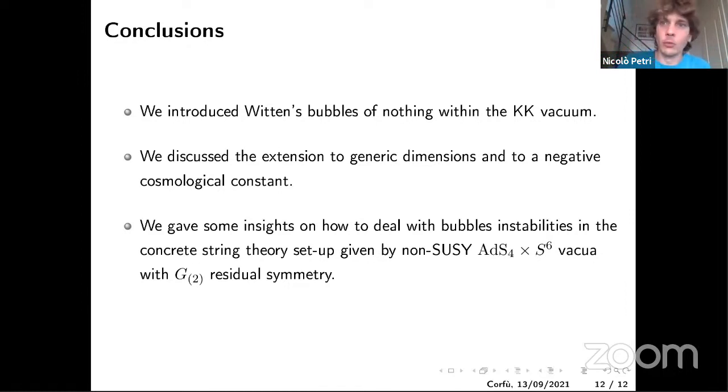Concerning the KK vacuum, we then extend this bubble of nothing to the case of generic D+1 dimensional gravity models with a cosmological constant. And what we see is that at this level, there is always a quantum probability for the AdS vacuum to decay into a bubble of nothing, into a generalized, let's say, bubble of nothing.